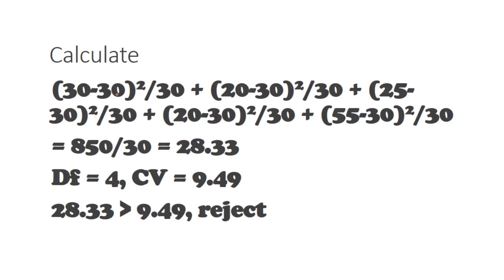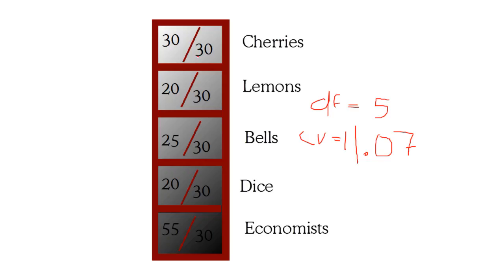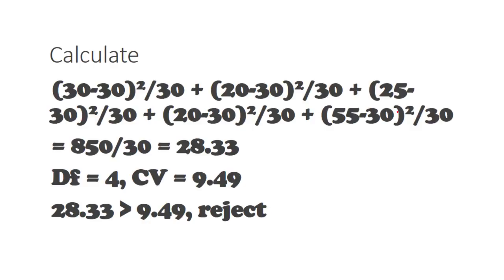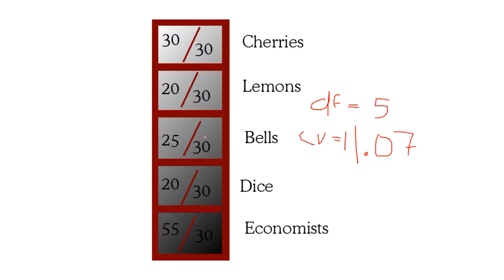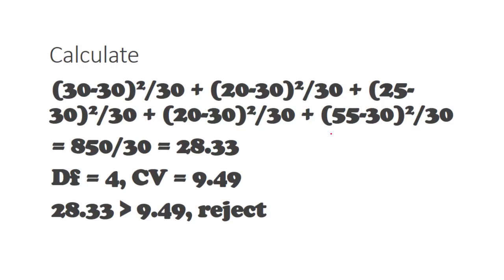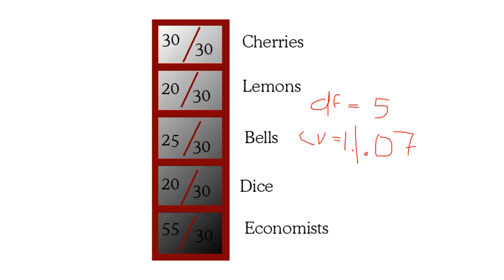Again, 30 minus 30 squared over 30, 30 minus 30 squared over 30, 20 minus 30 squared over 30, 25 minus 30 squared. We do the math, we get 28.33. What does that mean? That means absolutely nothing. The 28.33 means nothing. We had 4 degrees of freedom, didn't I? I lied. You should have told me I was lying.